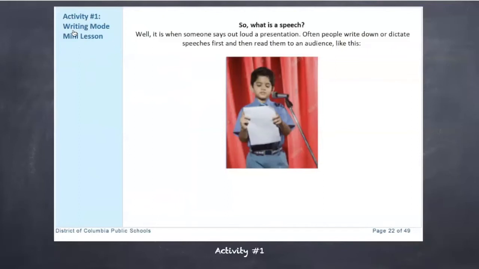Activity number 1, writing mode mini lesson. You should be at the bottom of page 22. So, what is a speech? Well, it is when someone says out loud a presentation. Often people write down or dictate speeches first and then read them to an audience like this.